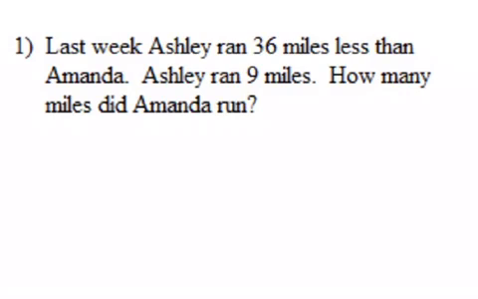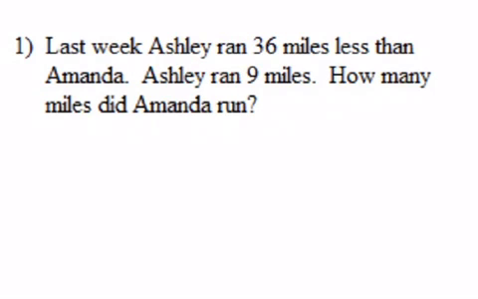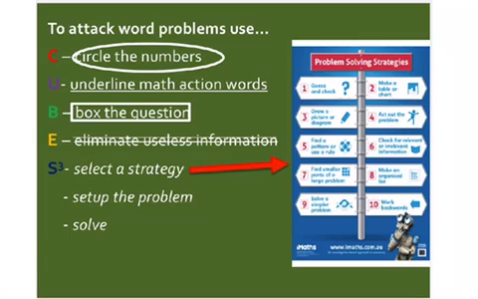So here's our word problem, our example for today. Last week, Ashley ran 36 miles less than Amanda. Ashley ran 9 miles. How many miles did Amanda run? So the C in CUBES stands for circle the numbers. So let's go ahead and circle our numbers. We have 36 and we have 9.